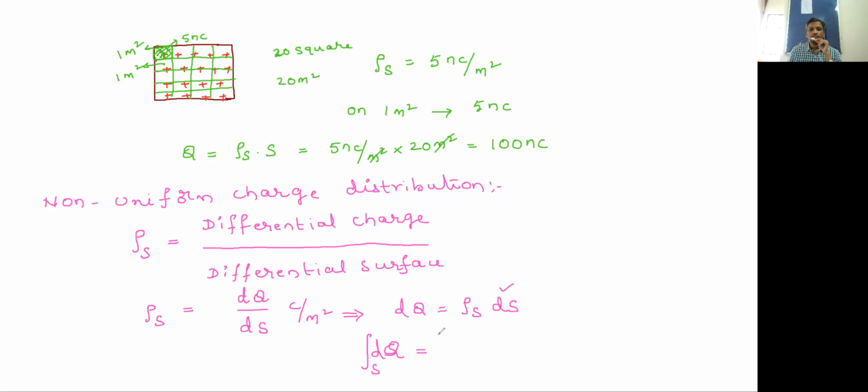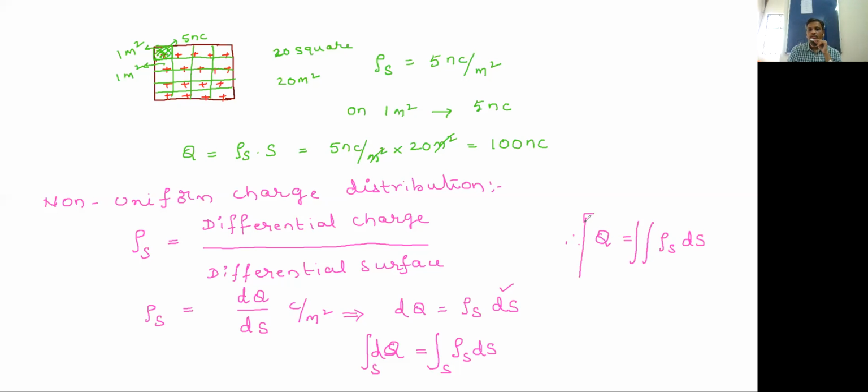So this is dq. Taking surface integration on both sides, what you will get is the surface integral of rho s ds. And the surface integral of dq will simply be q, which is equal to the surface integral. Either you write a single integration with suffix s, or you can take the surface integral, which always means a double integration. You can write it like this, rho s ds. When you take double integration, there is no need to place s at this.